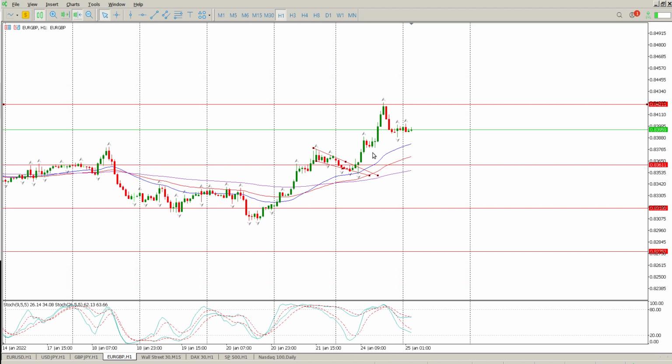So for me, this is sit and wait. If we can get back onto structure down here, that may interest me. Or if we double top this, then a break of the double top would definitely be an opportunity for a short with the structure, with the stop above the double top.